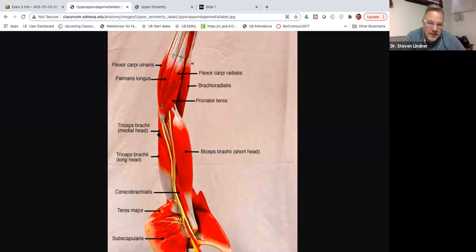So here's the medial head, and here's the long head. The long head pierces between Teres Minor and Teres Major. I'll show you that when we look at this view from the posterior side.